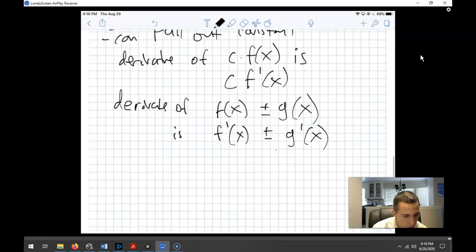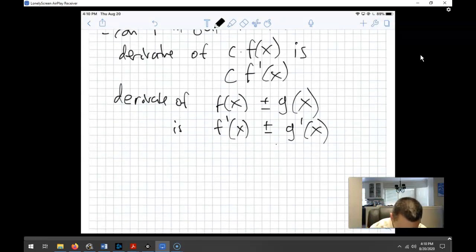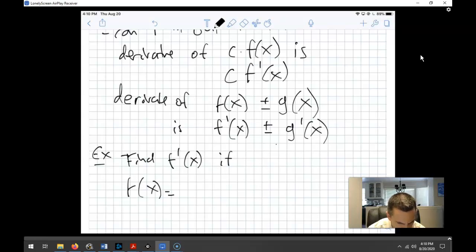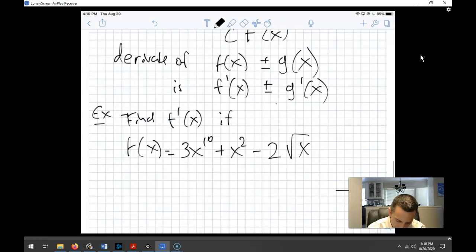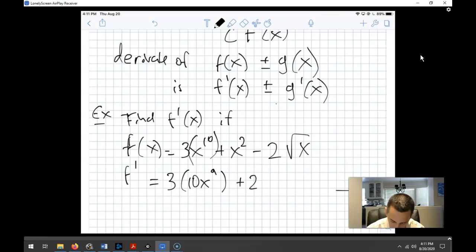Okay, so just to kind of give you a couple example problems, I might ask you to find f prime of x if f of x equals 3x to the 10 plus x squared minus 2 times square root of x. Okay, so when you take the derivative, we're going to kind of do this in one chunk. So the 3 stays in front. Just take the derivative of x to the 10. So that's like 10x to the 9. Derivative of x squared is 2x.